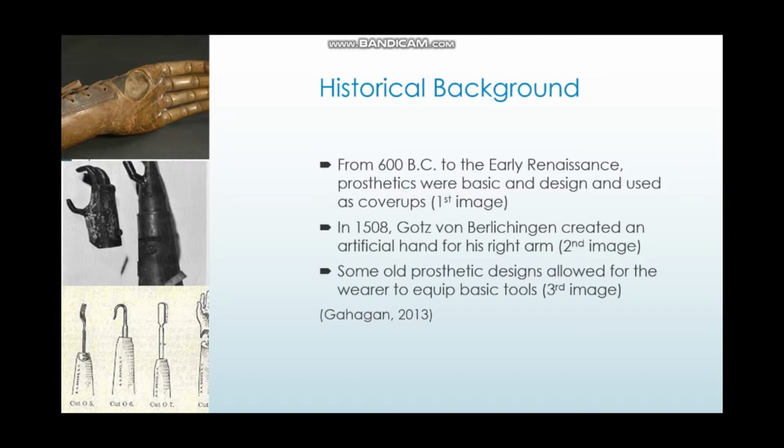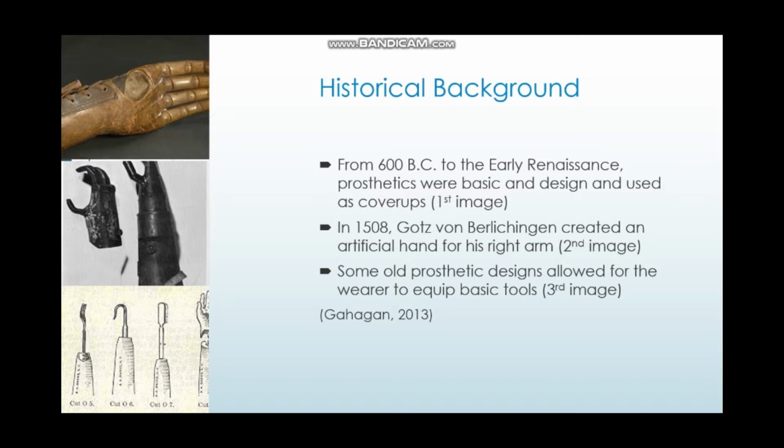In 1508, a German soldier by the name of Gotz von Berchlingen created a metal prosthetic hand for his right arm. This prosthetic hand allowed him to close and open the hand by using inputs from the elbow. The prosthetic hand can be seen in the second image.